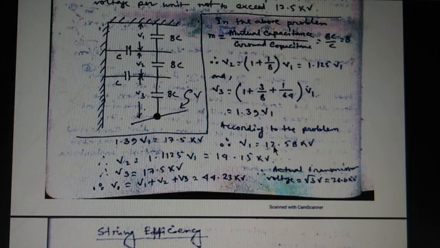Therefore, V1 equals 12.58 kV and V2 equals 1.125 V1. So the answer is 14.15 kV, and similarly V3 equals 17.5 kV. Therefore, V equals V1 plus V2 plus V3, and that is equal to 44.23 kV. But the transmission voltage is root 3 V, that is 76.6 kV.